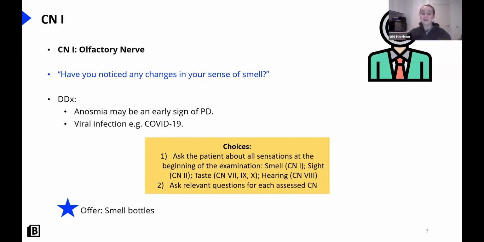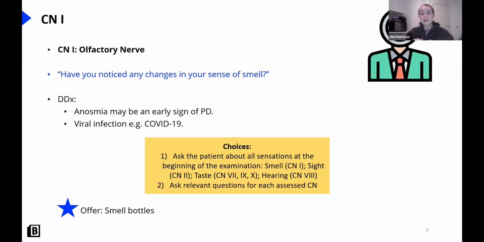So you can ask them about sense of smell, which is your cranial nerve 1, sight, so optic nerve, taste, which is your facial nerve and your glossopharyngeal nerve and your vagus nerve. And they supply the different thirds of the tongue. So cranial nerve 7 is your anterior 2/3, and then your 9 and 10 are your posterior third. And then your vestibulocochlear nerve is responsible for hearing.